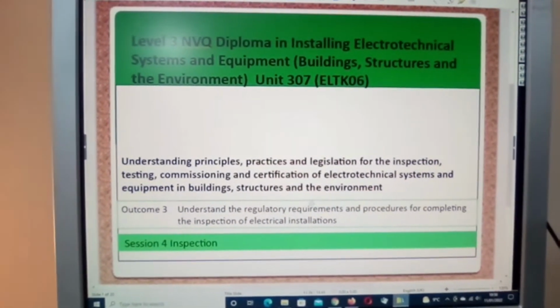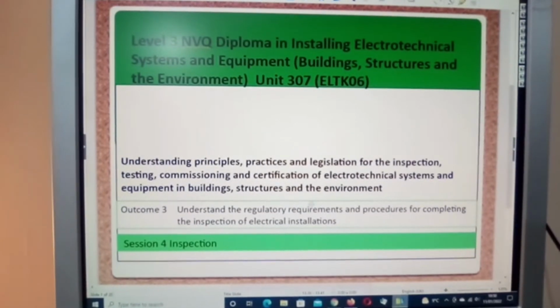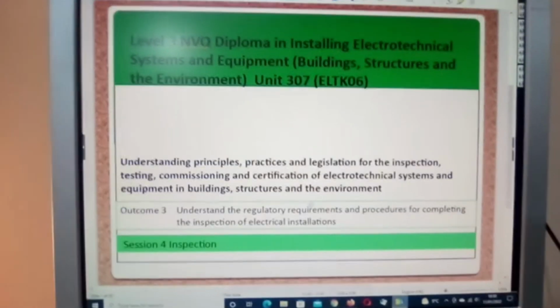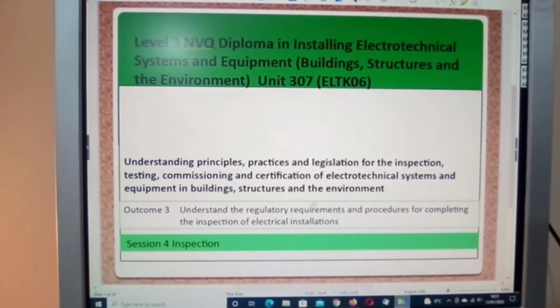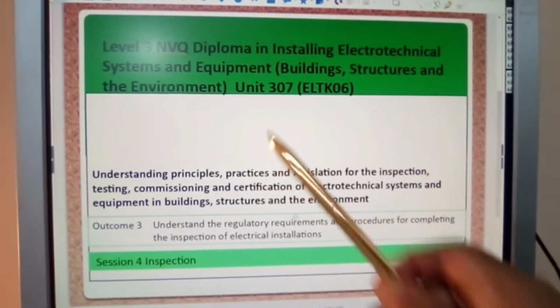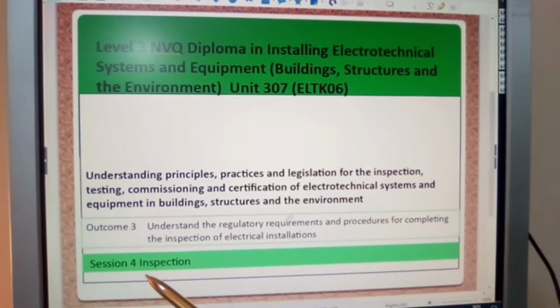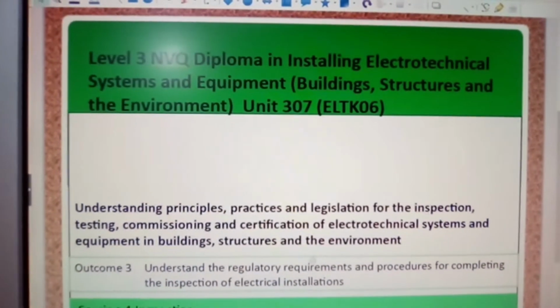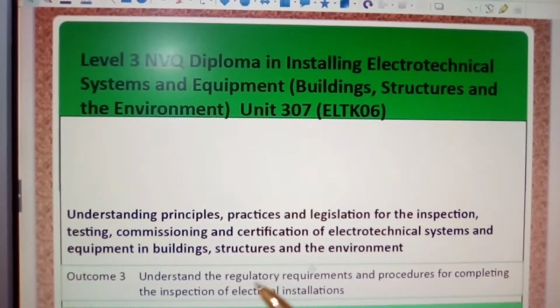Sorry about that. Right, what I want to continue with is Unit 307, and we're going to be looking at inspection. Okay, so again, Unit 307, and we're looking at inspection. Okay, and these are the outcomes.